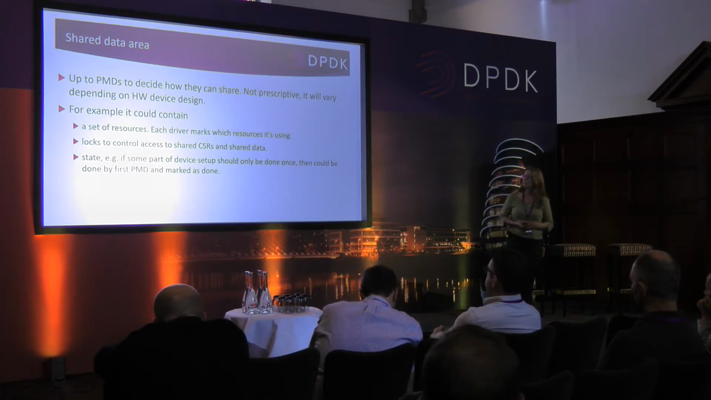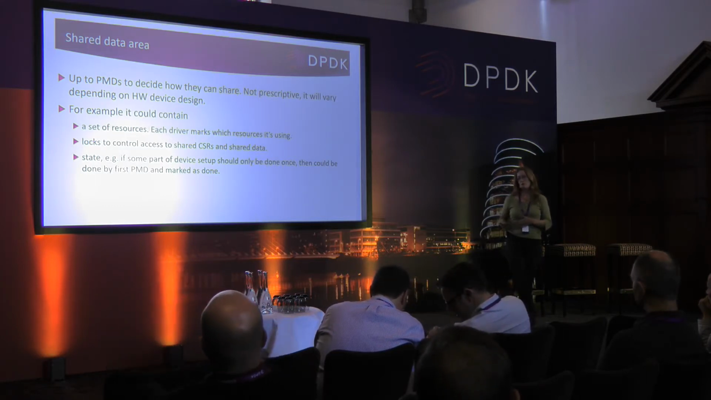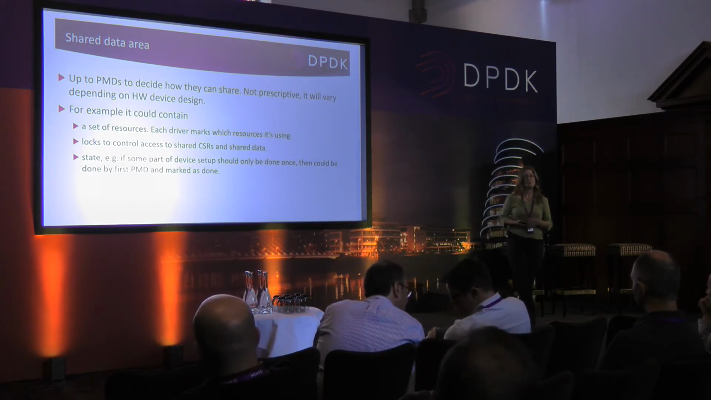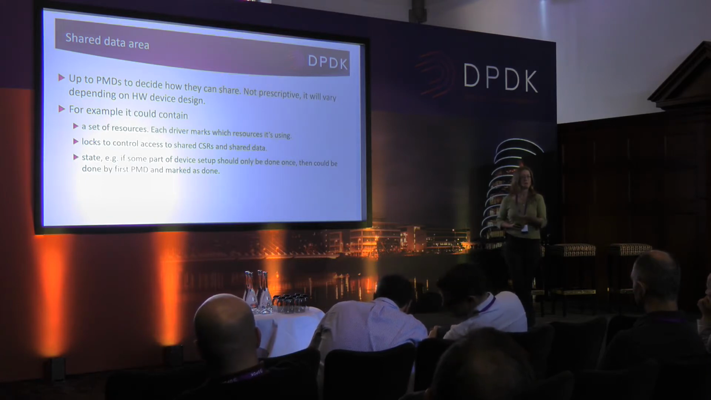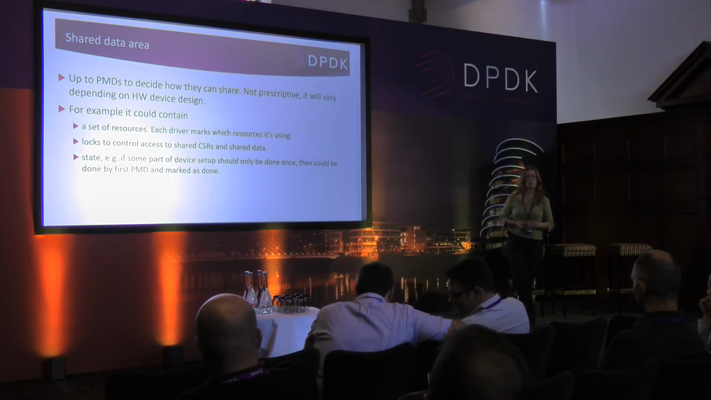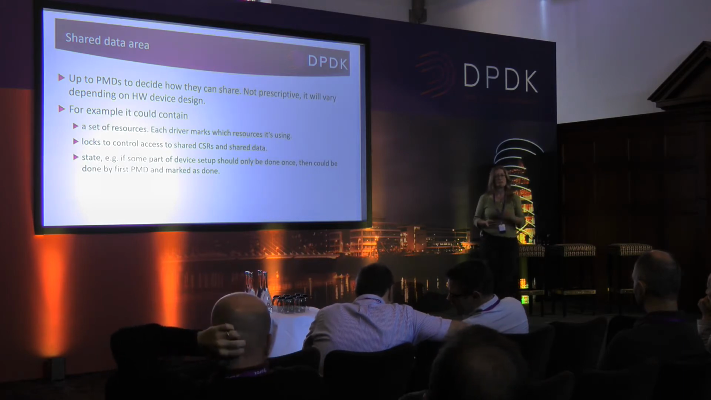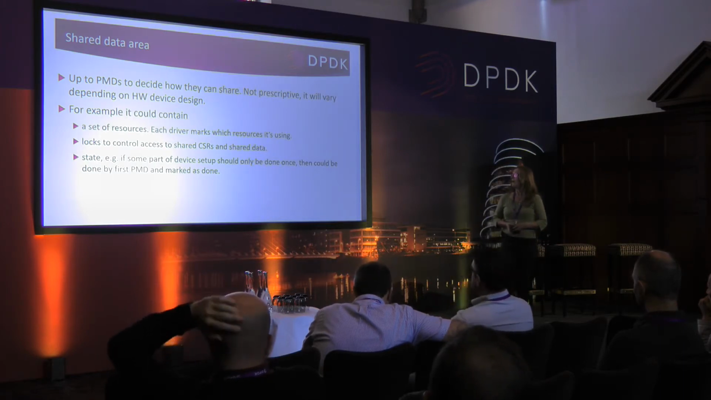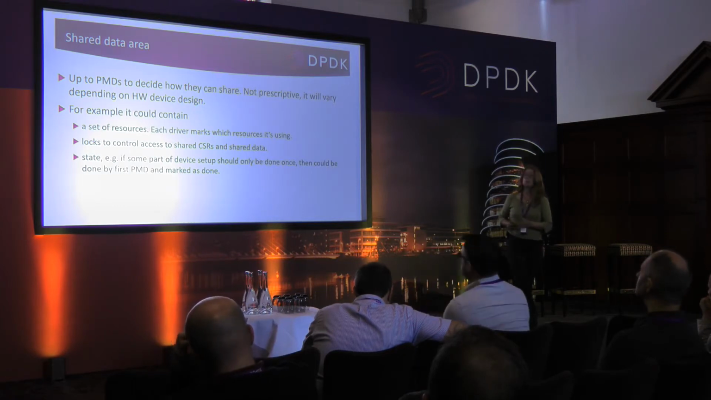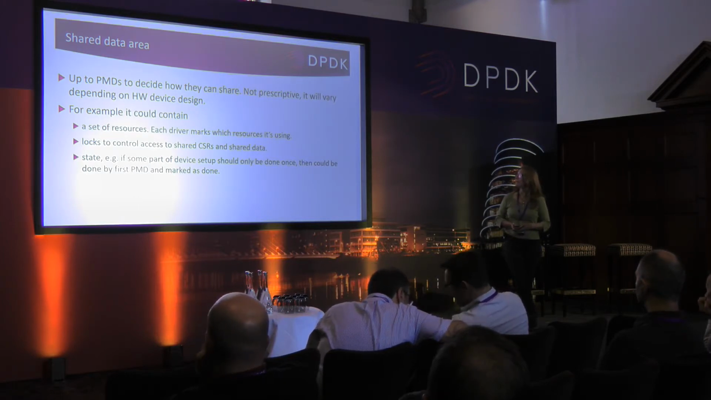But the examples that I've implemented so far are a shared set of resources. So in our case, the resources would be symmetric crypto, asymmetric crypto, and compression. And then each driver would have to, when it finds the device, choose which service it'll keep, and it'll take all the resources associated with that. Locks to control access to shared CSRs. So in our case, again, there's only one CSR we need to share. Other devices may have multiple CSRs, completely dependent on the hardware design. And state, so if there's something that needs to be done only once by the first driver that finds a device, then that's a good place to share that information. So there may be some state.